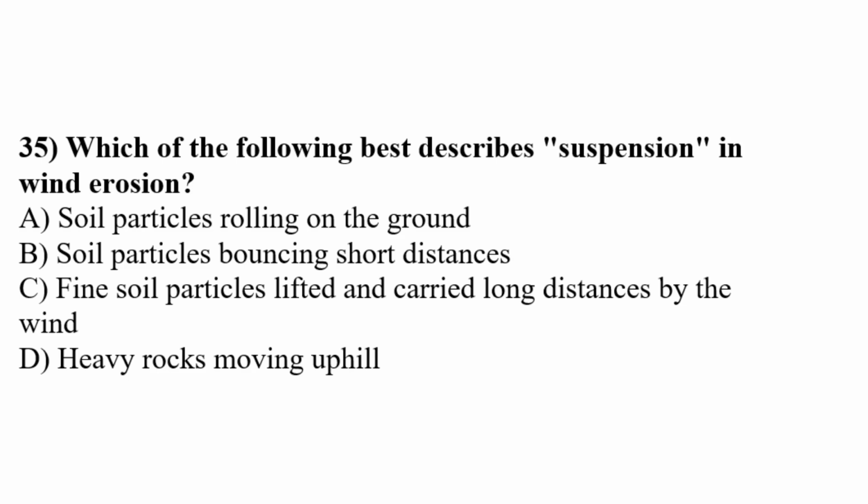35. Which of the following best describes suspension in wind erosion? A. Soil particles rolling on the ground. B. Soil particles bouncing short distances. C. Fine soil particles lifted and carried long distances by the wind. D. Heavy rocks moving uphill. Answer: C. Fine soil particles lifted and carried long distances by the wind.